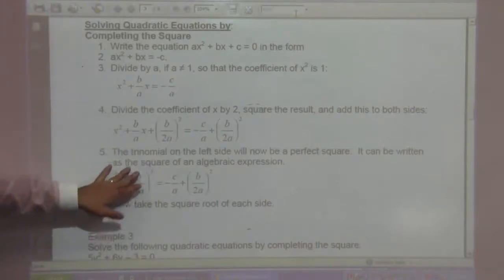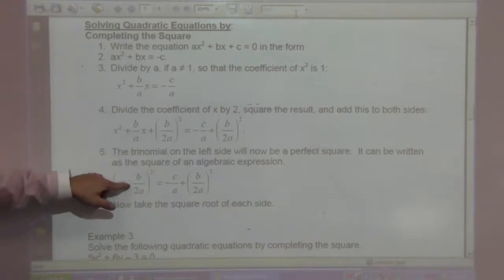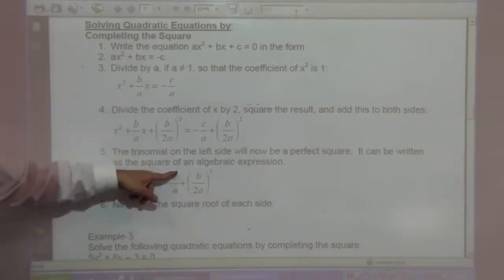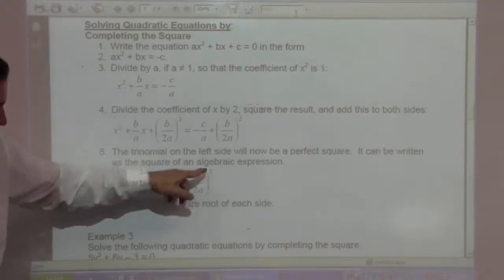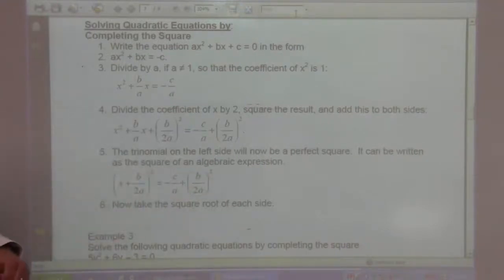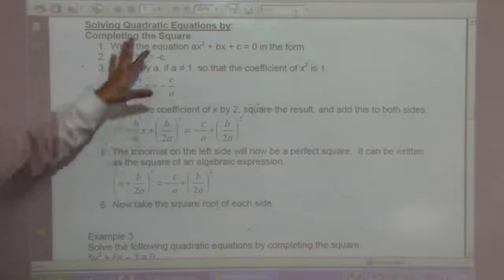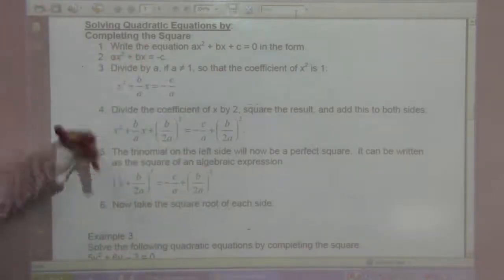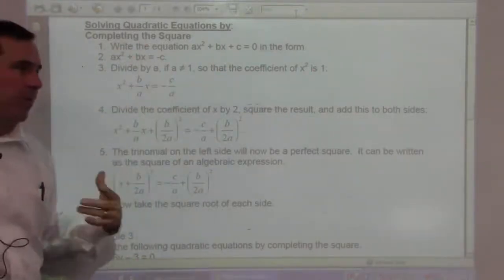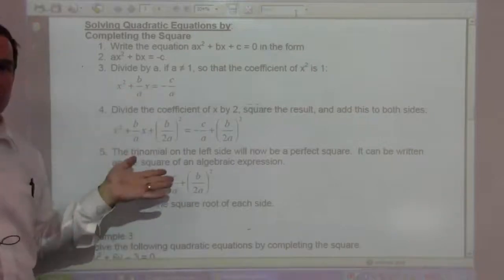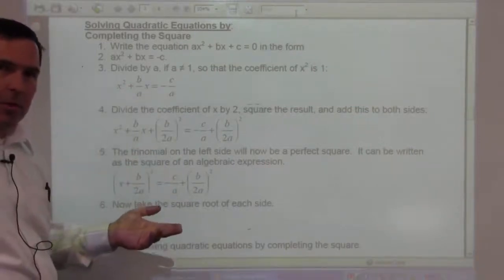The left side then is a perfect square trinomial, and it factors down to be x plus b over 2a, squared, equals negative c over a plus b over 2a squared. Now take the square root of each side. And I know this process tends to frustrate students, and reading this and even going through this now probably makes people feel very overwhelmed. We're going to do some examples, and hopefully it'll be a little more concrete.